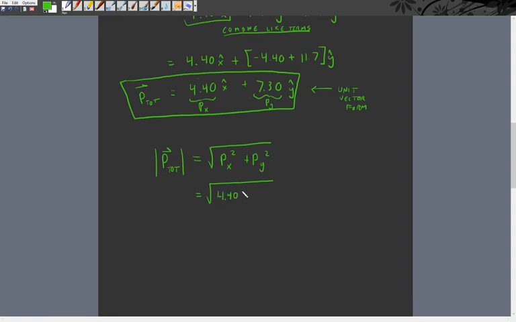So 4.40 squared, I'll put a parentheses around this, plus 7.30 squared. Now notice, it doesn't really matter if these are positive or negative numbers. The magnitude does not care about the sign of each individual component. So I just worked this out, totally doing this in my head, and we get 8.52. Going to put the unit back in. It's going to be kilograms meters per second. And that's going to be the magnitude of my total momentum.